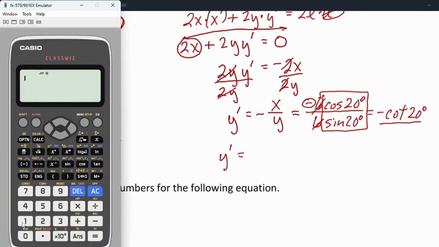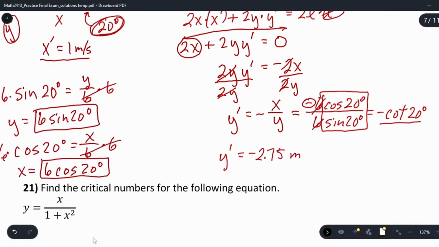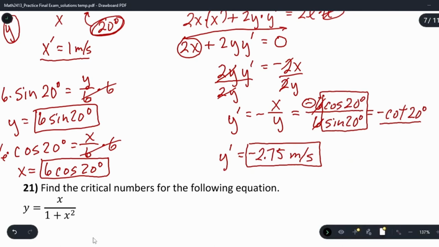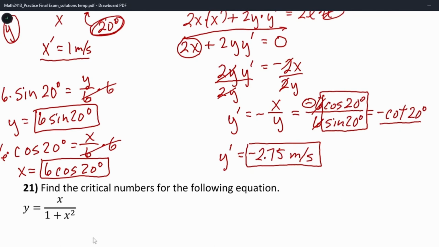All right, here we go with our class whiz. In degree mode, we're going to say negative fraction. We have cosine of 20 divided by sine of 20. And rounded, that's going to be negative 2.75. And again, the units here would be meters per second. And it is negative because that length is decreasing. The man is moving in a downward direction. But his rate of change is negative 2.75 meters per second.